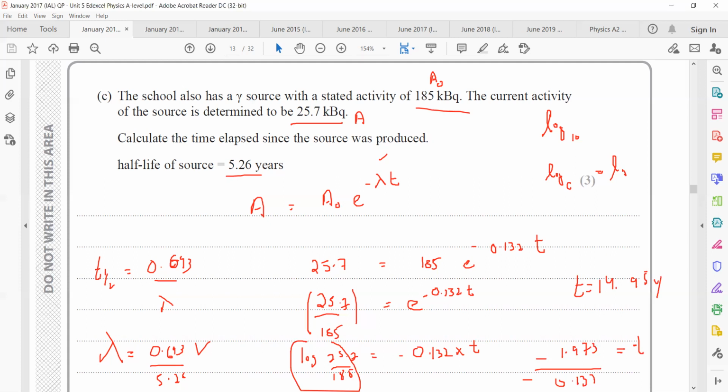Is it clear? So when the activity is given, you can use these formulas to work out the total time interval taken by the source to change its activity to 25.7 kilobecquerel.